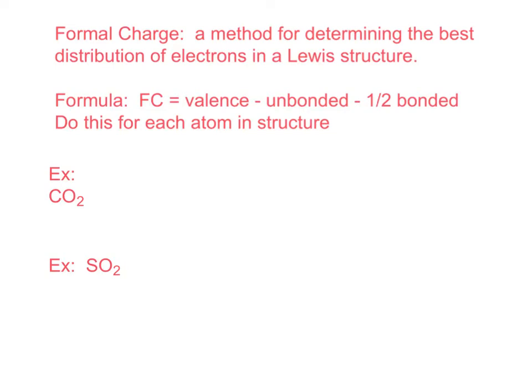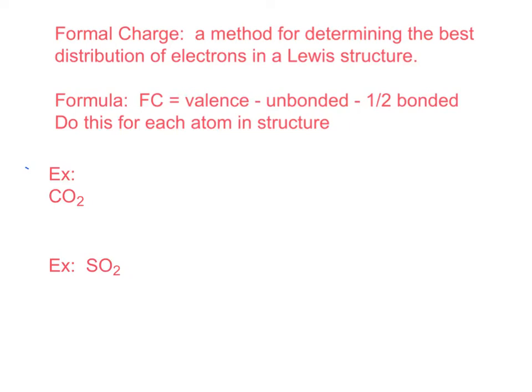In simplest terms, the formal charge is the number of valence electrons in an atom minus the unbonded electrons attached to that atom, the lone pairs. So you're going to subtract off all of the electrons in lone pairs, and then you're going to subtract off half of the bonded electrons, and you're going to do this for each atom in the structure and write a tiny little number beside that atom to represent its formal charge. Okay, so let's do this for two different molecules, carbon dioxide and then sulfur dioxide.